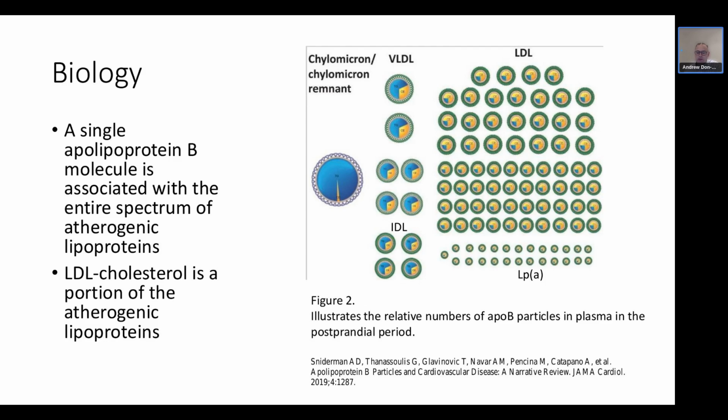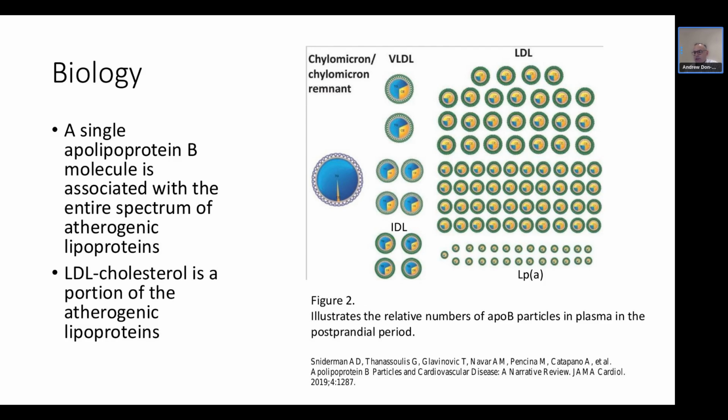The LDL cholesterol, and methods have been described already, looks at only a portion of the atherogenic lipoproteins. It is the biggest portion. This figure is taken also from one of Dr. Snyderman's papers, where he looked at apolipoprotein B. This one is to try and describe the proportion of ApoB containing particles.